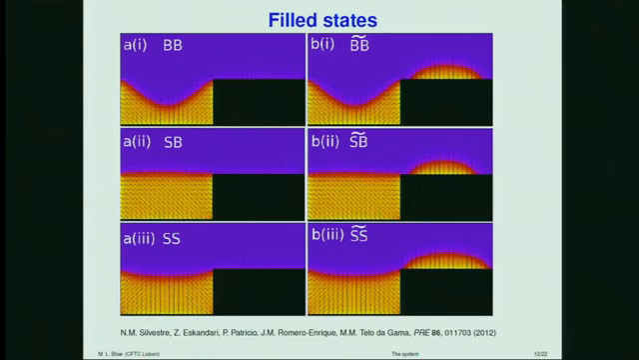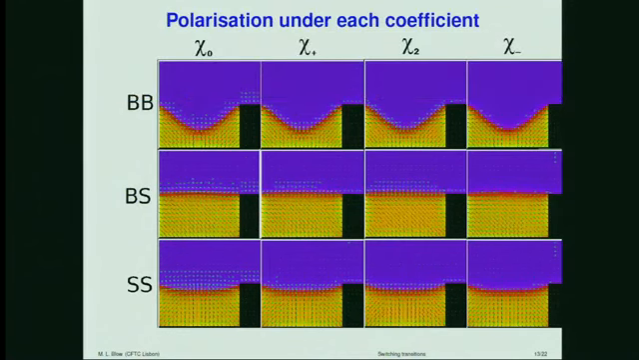So we look and see how the electric fields may switch between the states. And these are the polarizations under each of the 4 coefficients that I showed earlier for each of the states.